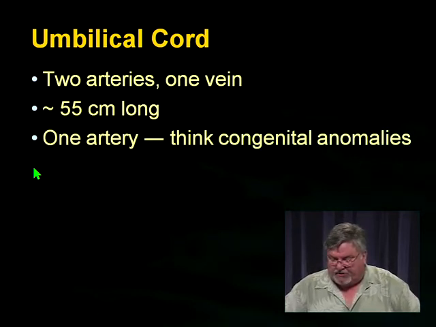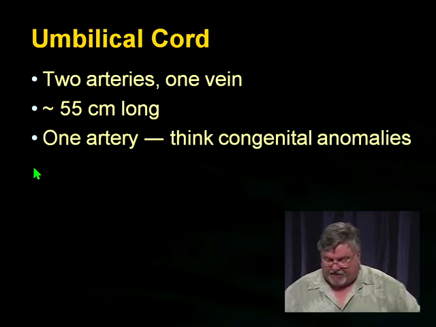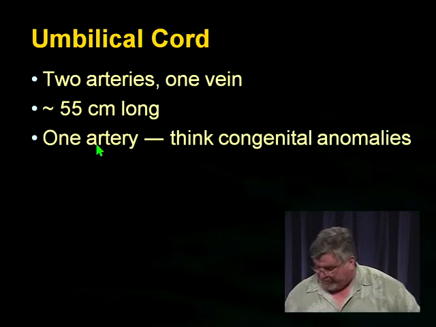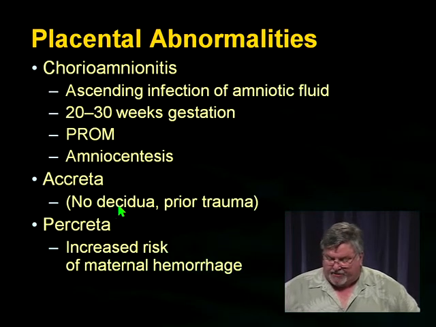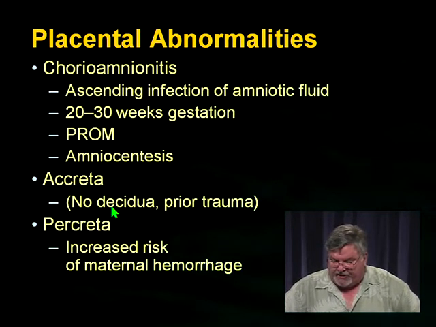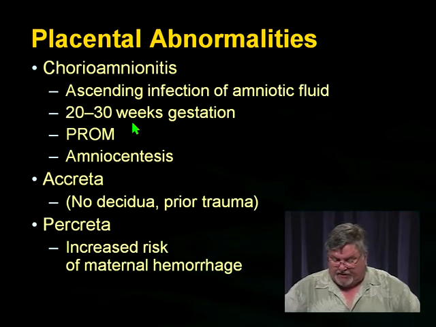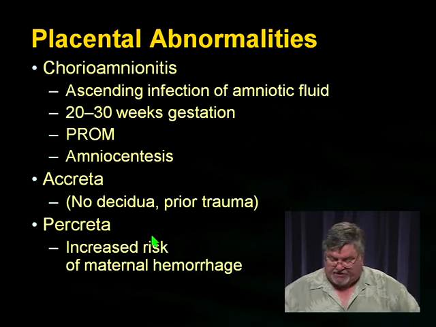Umbilical cord, 2 arteries, 1 vein. Average length about 55 centimeters. And if they give you a test question about one umbilical artery, think about congenital anomalies in the answer. Most commonly renal abnormalities. Placental abnormalities, chorioamnionitis, usually from an ascending infection of the amniotic fluid. More common 20 to 30 weeks gestation, more common in prolonged rupture of the membranes, and more common following amniocentesis.